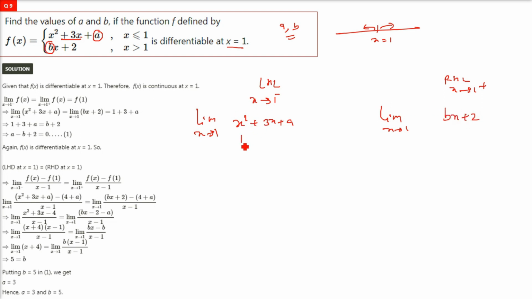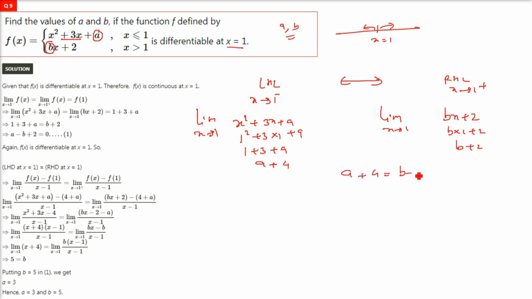So apply this x as 1 here: 1 square plus 3 into 1 plus a. So 1 plus 3 plus a, it is going to be a plus 4 or 4 plus a. Bx plus 2, so b into 1 plus 2, that is going to be b plus 2. Now these two are equal, so we'll get one equation with this. A plus 4 equals b plus 2, because it is given that it is differentiable. When it is differentiable, it will be continuous also.